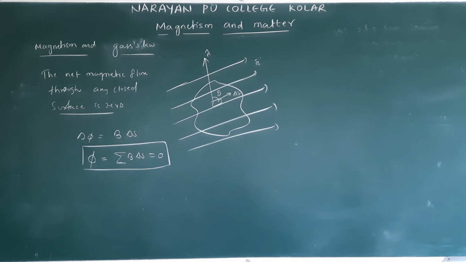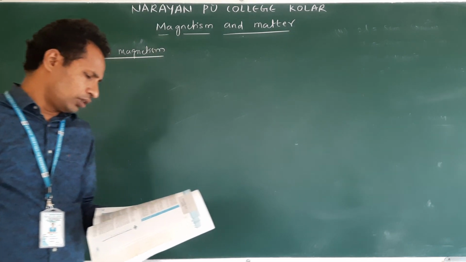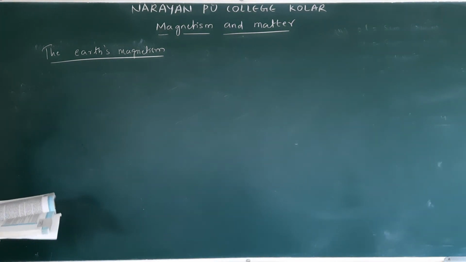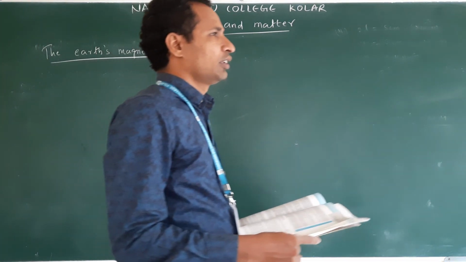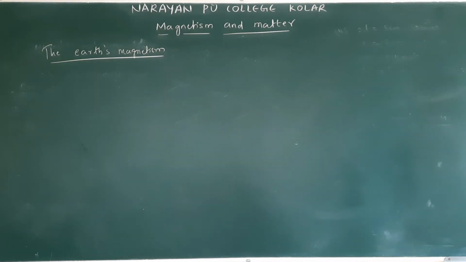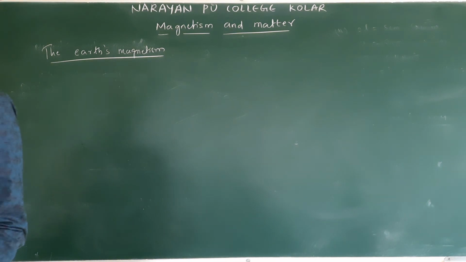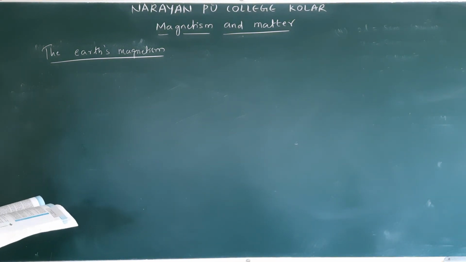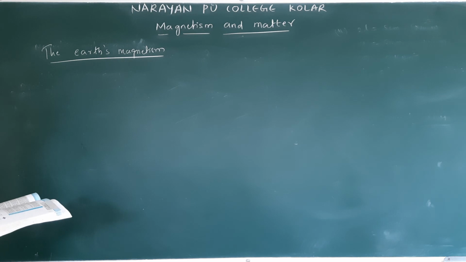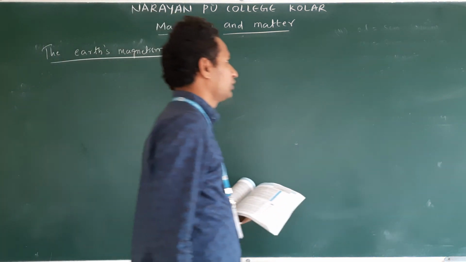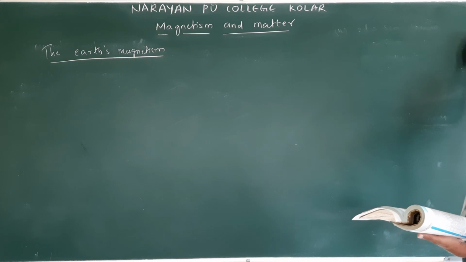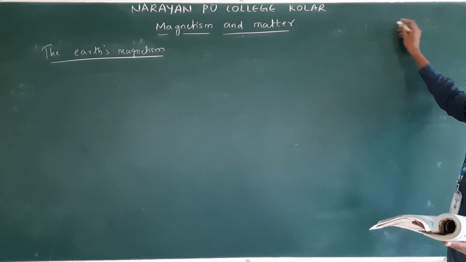Next one is Earth's magnetism. We all know that the biggest magnet in the universe that we know is Earth. So why does Earth behave like a magnet? This is the question. The reason is, you know the layers of the Earth: crust, mantle, all are there. If you go to the core of the Earth, the first layer, I mean from the center to the surface.